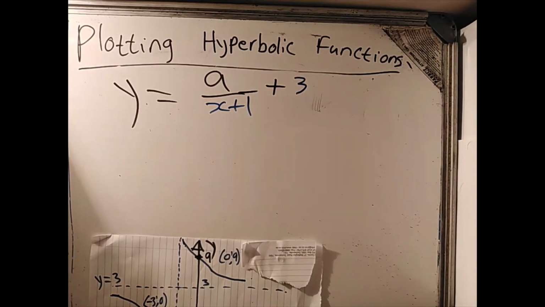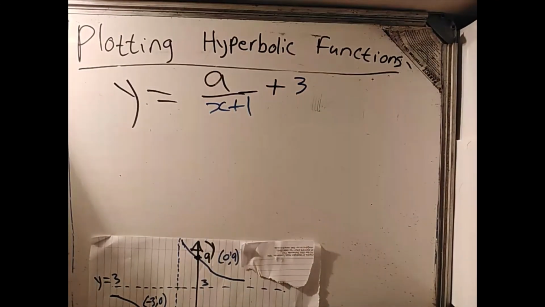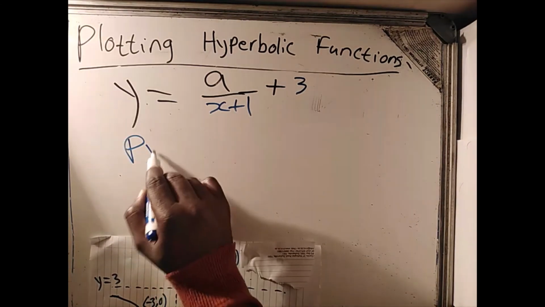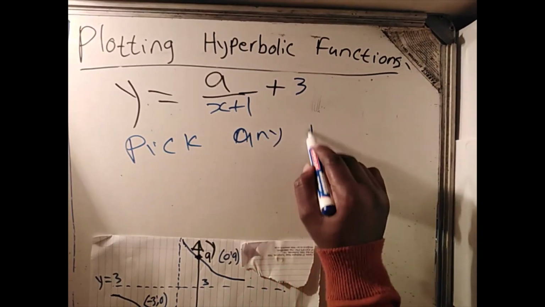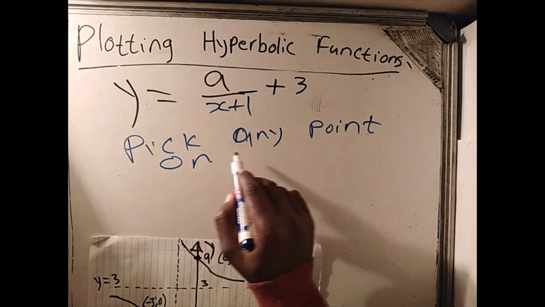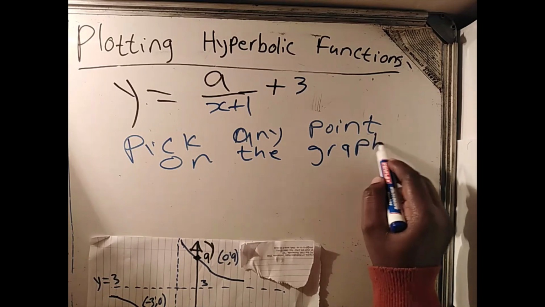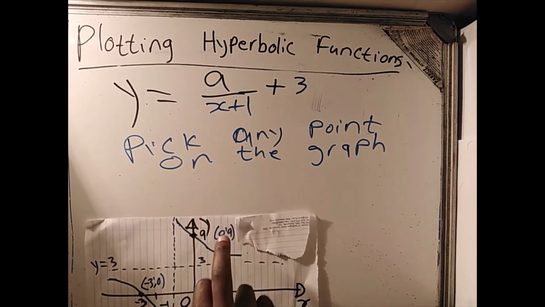Now, what are we left with so that we can finish? We're left with the a. So how do we find a? Guys, to find a, what we simply do is we pick any point. It doesn't matter which point, but that point must be on the graph. If we pick that point, then we can use it and find what we're looking for. Okay, let's pick this point.